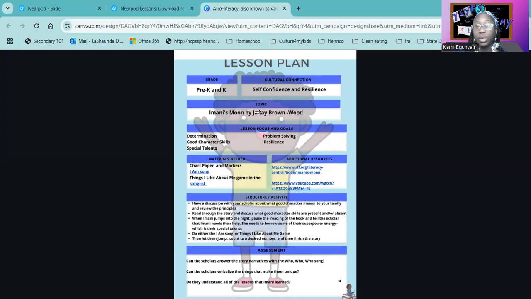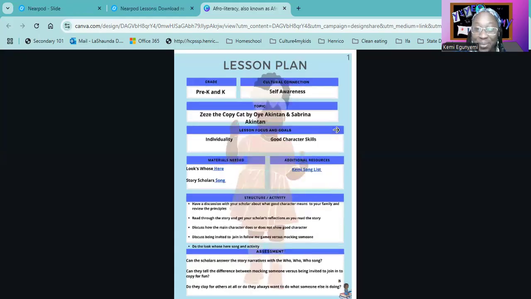Imani's Moon and Janae Brown Wood have a bunch of beautiful stories that I'm going through to do lesson plans for. Then you have ZZ the Copycat, where ZZ is copying everyone. He knows how to stop when it gets to mom and dad, but it's about self-awareness. I always say it's one thing to be invited to copy, but to just go and copycat someone might not be a lot of fun. So again, just going back to good character.